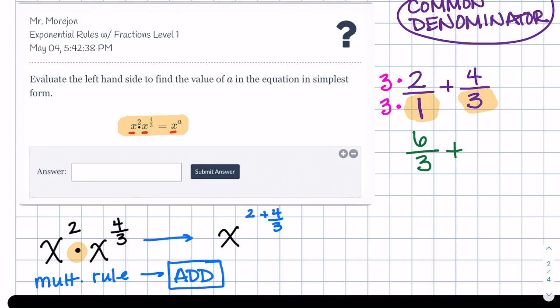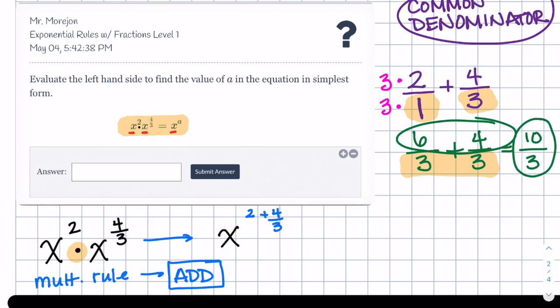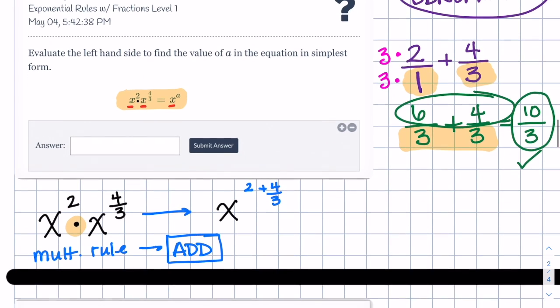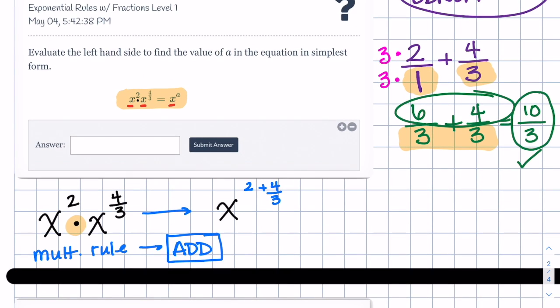6/3 plus 4/3. And now that both of these are the same, you're good to go. You can add. So the denominator is going to be 3 because it's the common denominator. And then in the top, we do 6 plus 4, so 10. So that is our magic power. So another way to say this would be x squared times x to the 4/3 would be x to the 10/3.